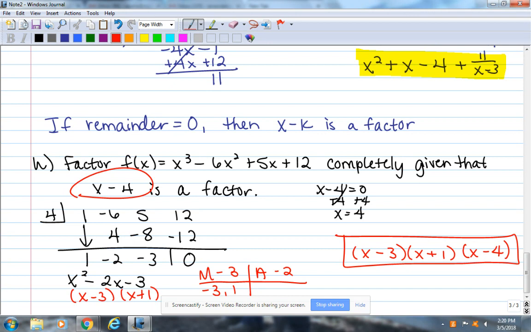So that's what you do. Same thing. Your remainder should be 0. Factor the trinomial, and then list all of your factors. And make sure you include the one they gave you to start with. Okay? Let's try another one.